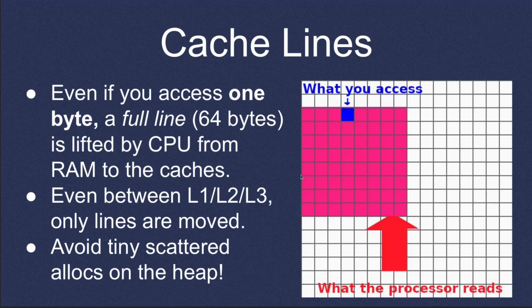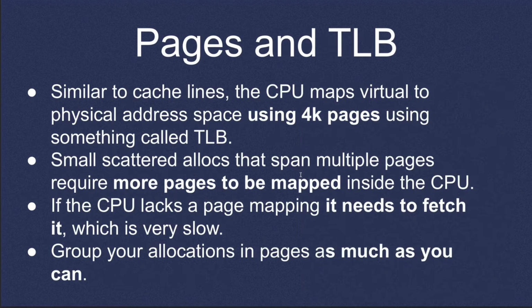So you have to be very careful when you read memory. You try to organize at least everything in the size of a cache line, which is going to help you a lot. So again, avoid tiny scattered allocs on the heap. That's going to increase your performance, because when you read something from the memory, it's going to do it in a full cache line. So what are pages and what is TLB?